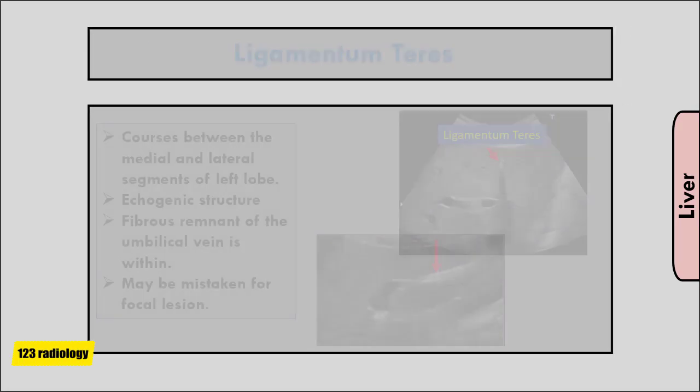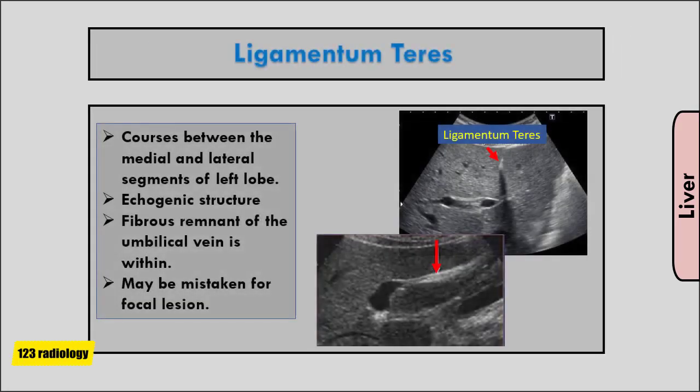The ligamentum teres is an important landmark to identify, and this courses between the medial and lateral segments of the left lobe, as shown here as an echogenic structure. The fibrous remnant of the umbilical vein is within this ligament. This ligament may be mistaken for a focal lesion.